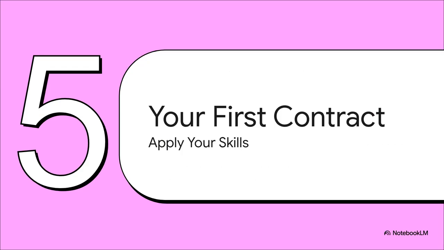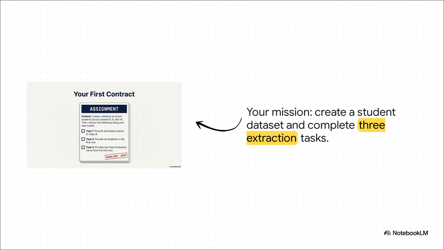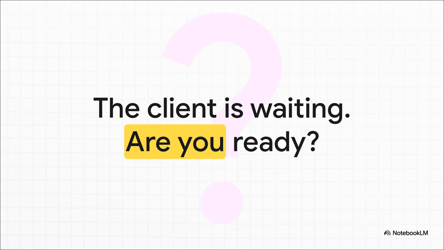Okay, we've seen Raghav's journey, we've watched him succeed, but now it's your turn. It's time to take these tools and put them to work on your own dataset. All right, here's your first contract. Your mission, should you choose to accept it, is to create a dataset of school students across classes 8, 9, and 10. Then, using the toolkit you just learned, you need to extract all the student names in class 8, all the students in the very first row, and finally, the name of the class 8 student from that first row. Your deadline, ASAP.